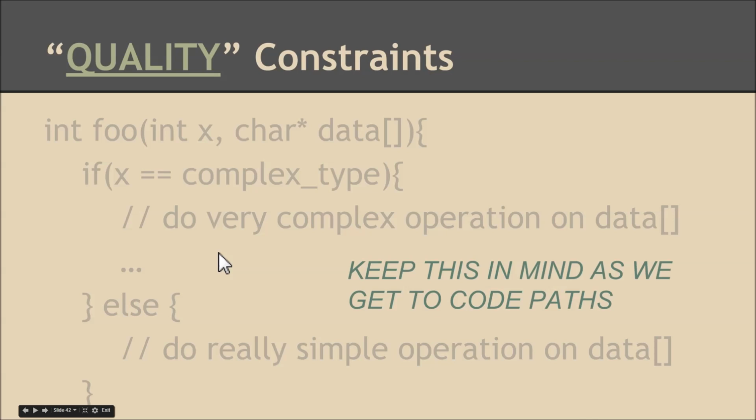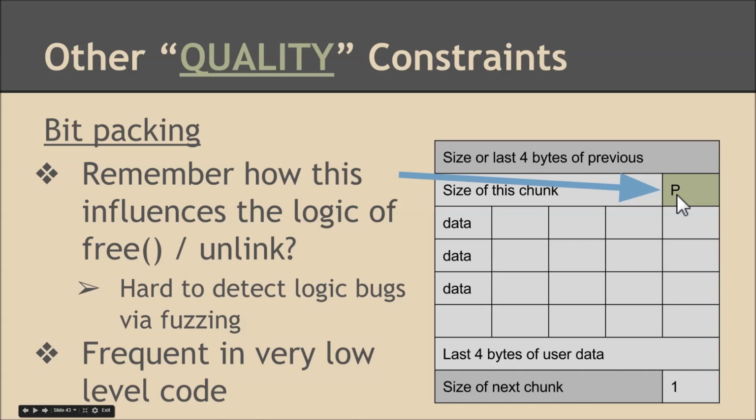Another thing to be aware of: remember in the heap unlinking algorithm, the least significant bit is not used because the size of the chunks is always even. So they decided to pack that value and use the bit for something else. Well, bit packing is very, very frequently done in very low level code. So this kind of constraint is often used for very low level stuff, for stuff that's important, for stuff that if it were to go wrong, a lot of bad stuff would happen. So bitwise precision is something to be very aware of.